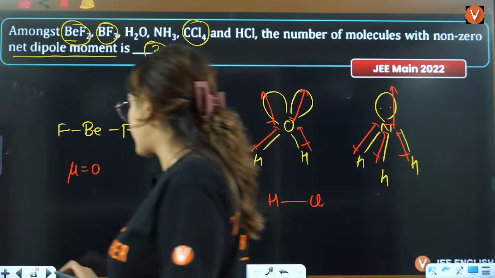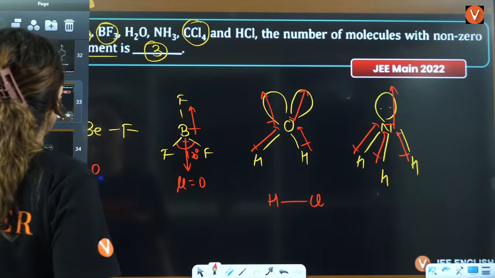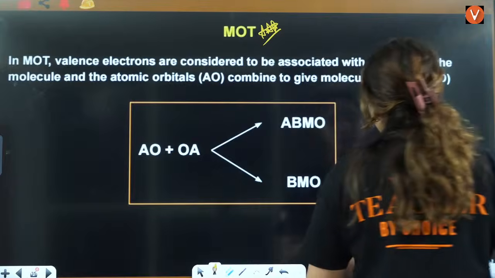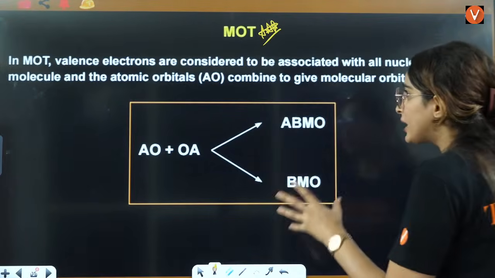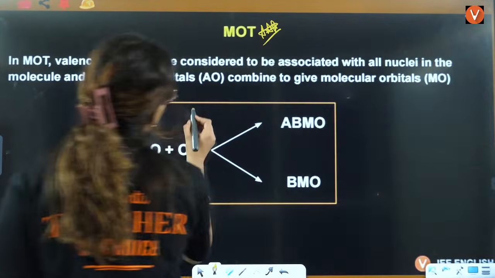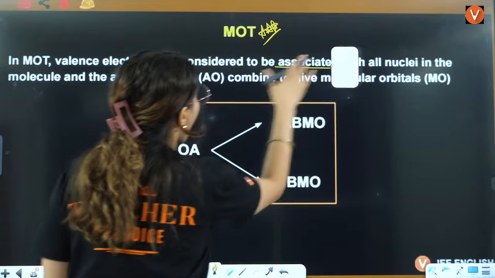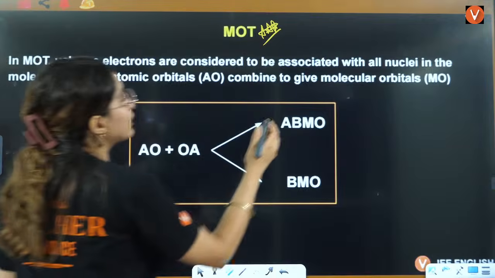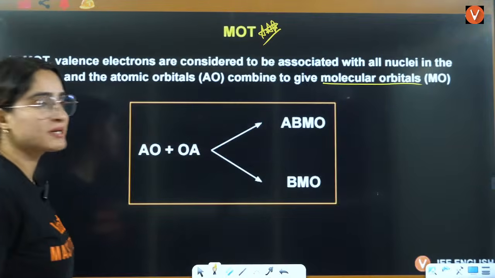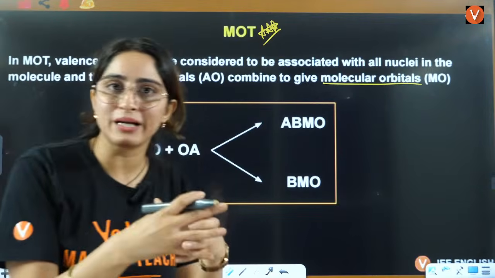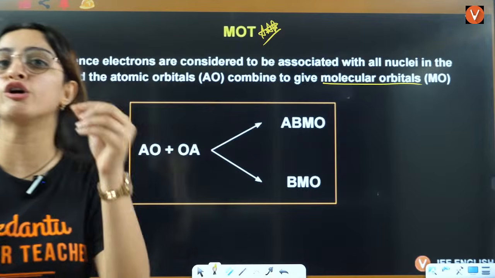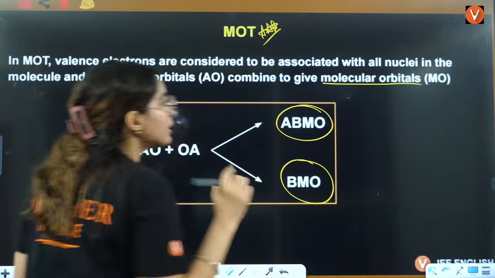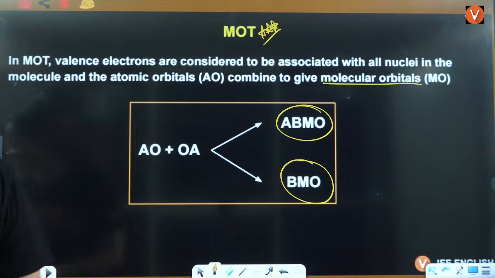Okay? Understood? Yes. Now let's discuss MOT, the last and the most important topic here, molecular orbital theory. That is, the valence electrons are considered to be associated with all nuclei in the molecule, and the atomic orbitals combine to give molecular orbitals here. So atomic orbitals will combine to give molecular orbitals, and we will have two kinds of orbitals, anti-bonding molecular orbitals and bonding molecular orbitals.